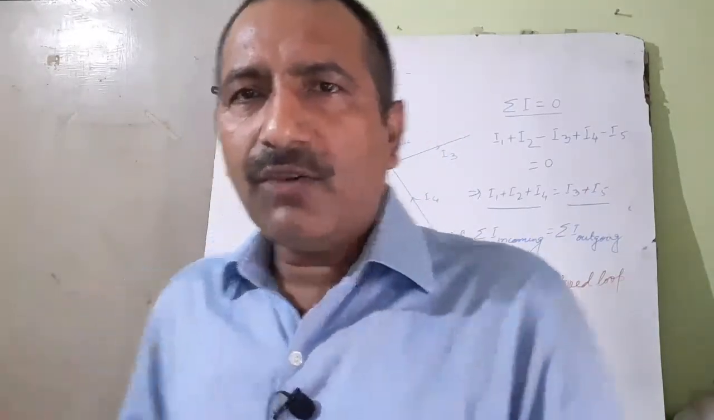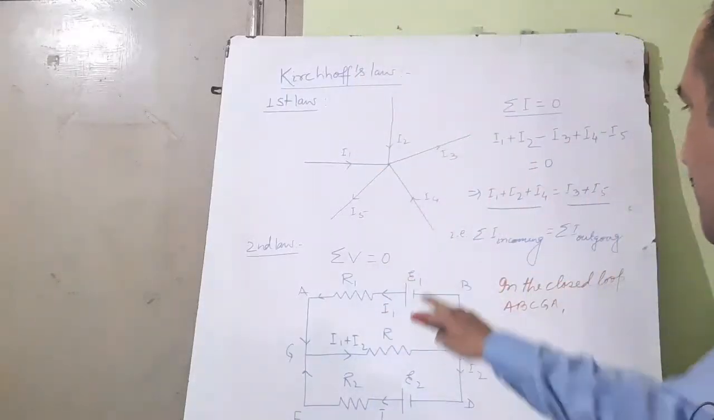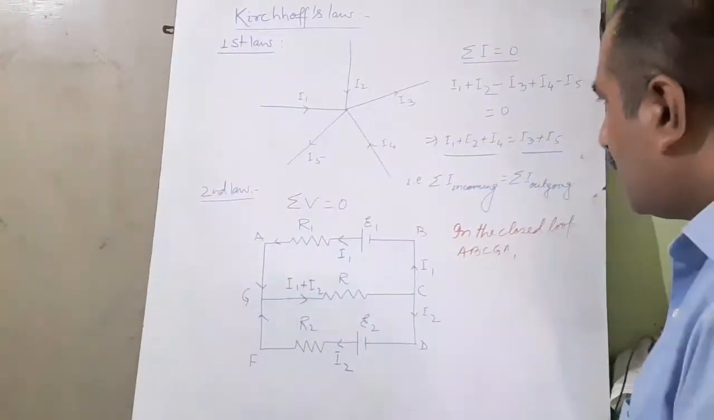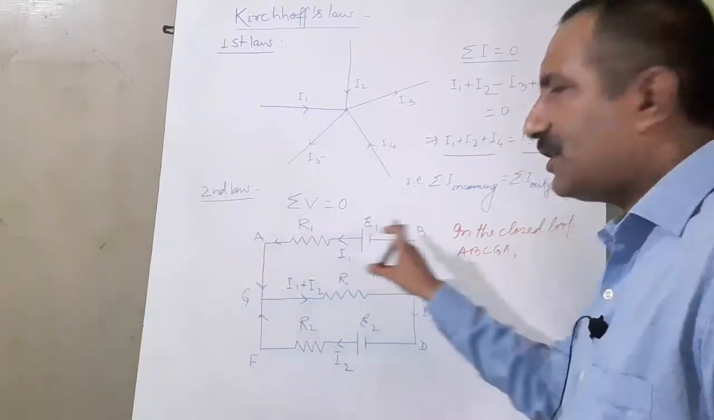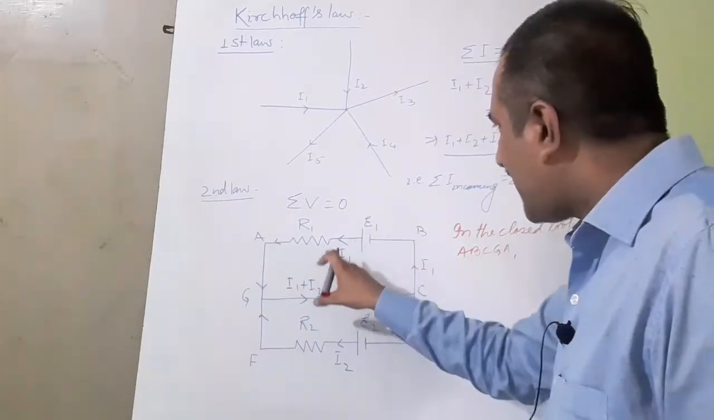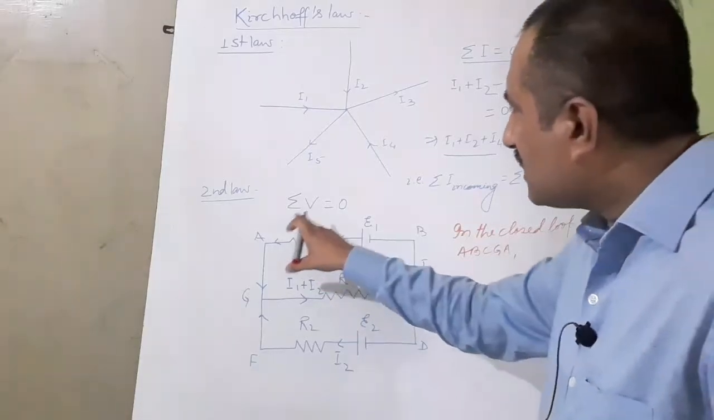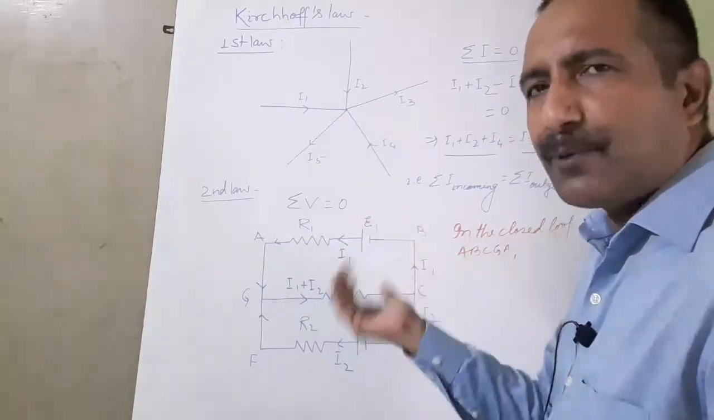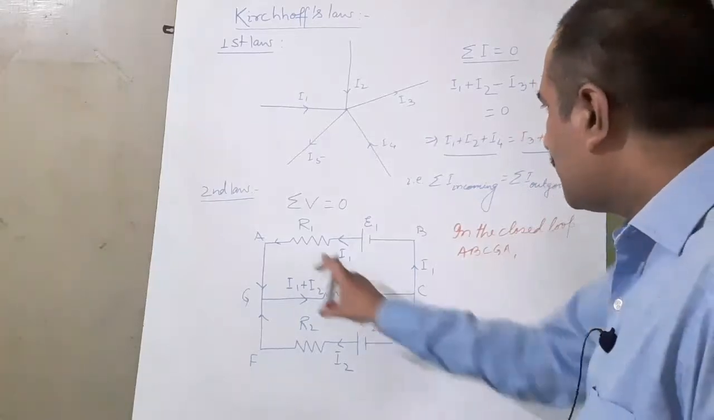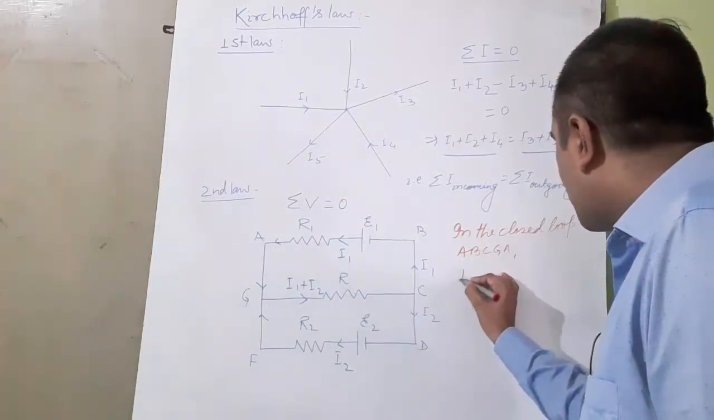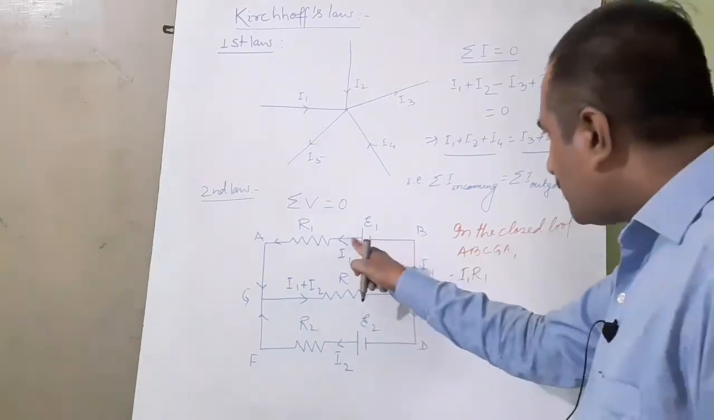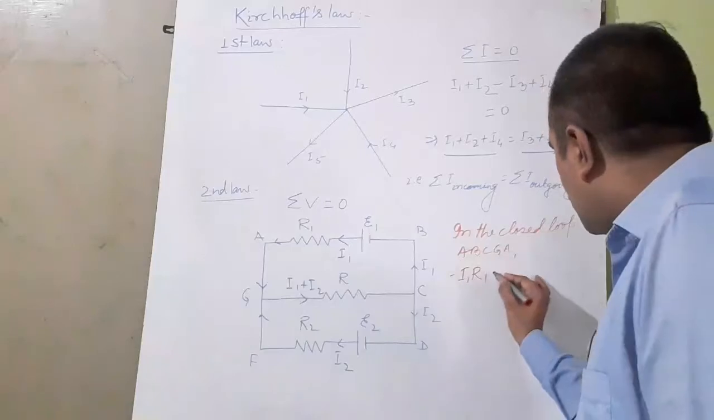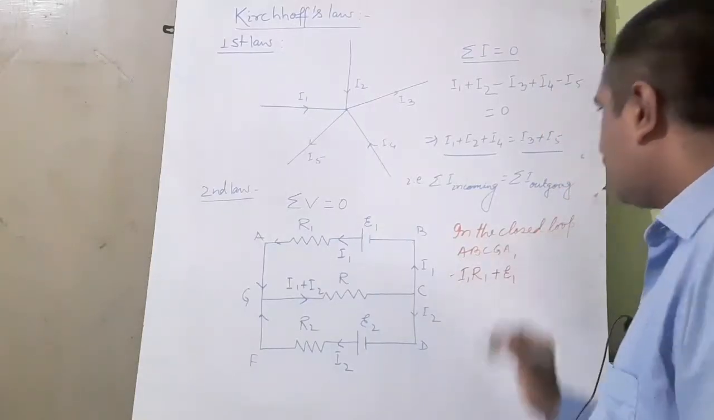Got it? So now let us explain the loop ABCGA for potential difference. You see, AB means we are going from A to B, means opposite to the direction of current, and potential difference across the component opposite to the direction of current will be negative. So potential difference across R1 will be minus I1 R1. From positive to negative terminal of the cell, so E1 will be positive, plus E1.